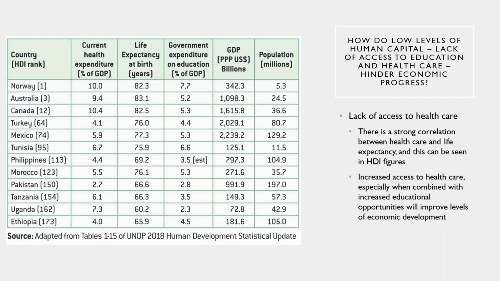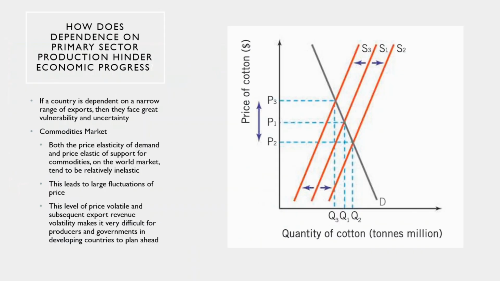Next topic. There's a strong correlation between healthcare and life expectancy, and you see this in HDI figures. Increased access to healthcare, especially when combined with increased educational opportunities, will improve levels of economic development. Health and education lead to long-term growth.